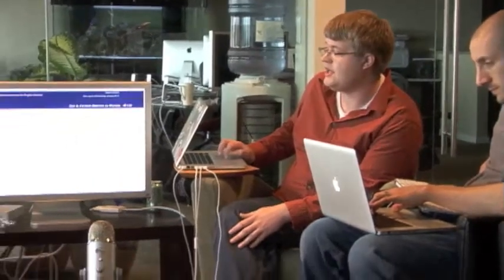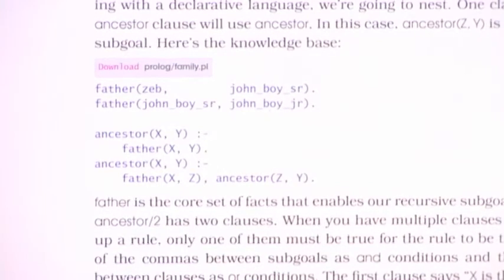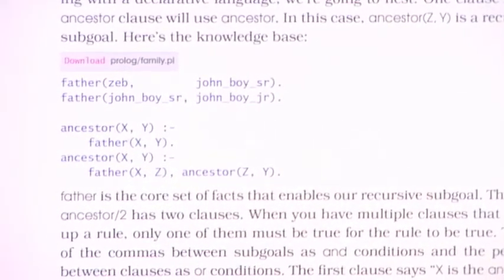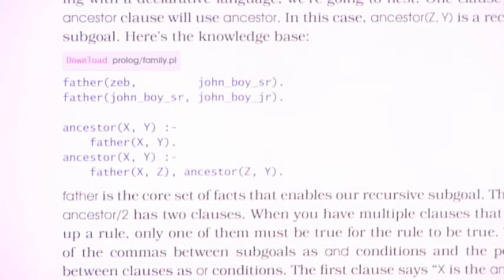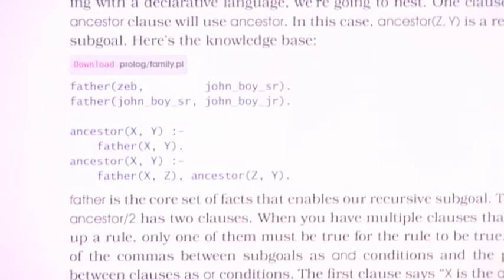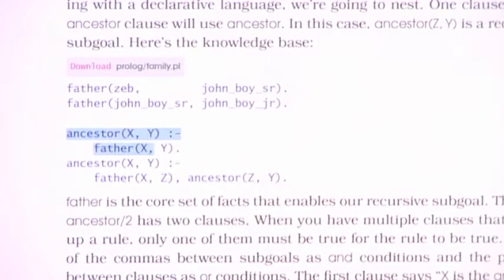So this first example, we've got the definition of father, being the father of the second parameter is the first parameter. So Zeb is the father of John Boy Sr. John Boy Sr. is the father of John Boy Jr. So that's easy enough to figure out. Then it gets interesting when we start talking about ancestors. Because the easiest kind of ancestor is just if you're the father of someone else, then you're their ancestor. So that's this first rule here.